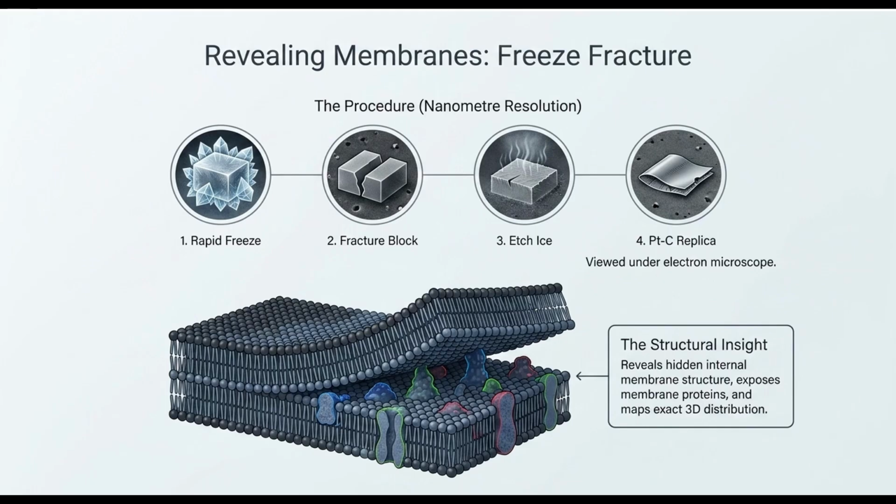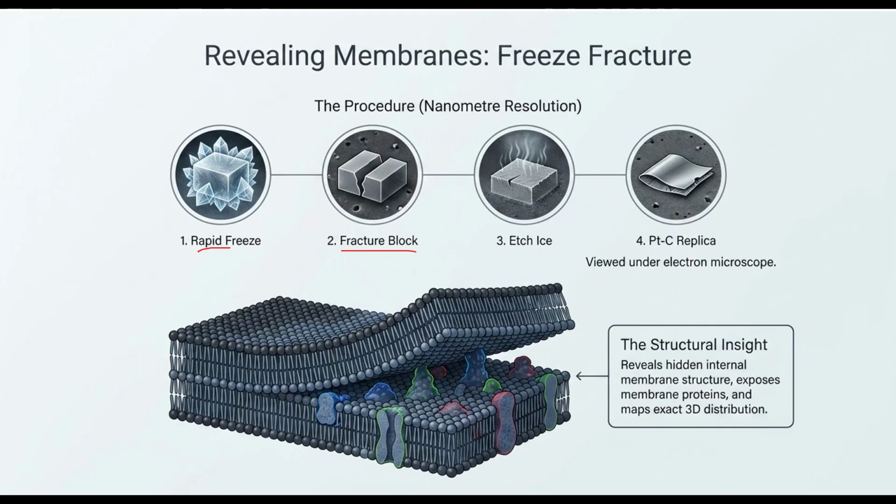Freeze fracture microscopy is a specialized electron microscopy technique used to investigate biological membranes. The specimen is rapidly frozen to preserve its structure. It is then fractured using a super cold blade. Because the membrane represents weak points within the cell, the fracture often passes through the lipid bilayer.